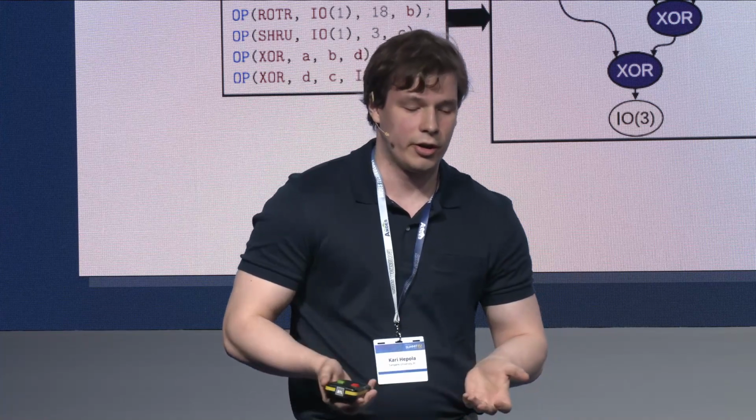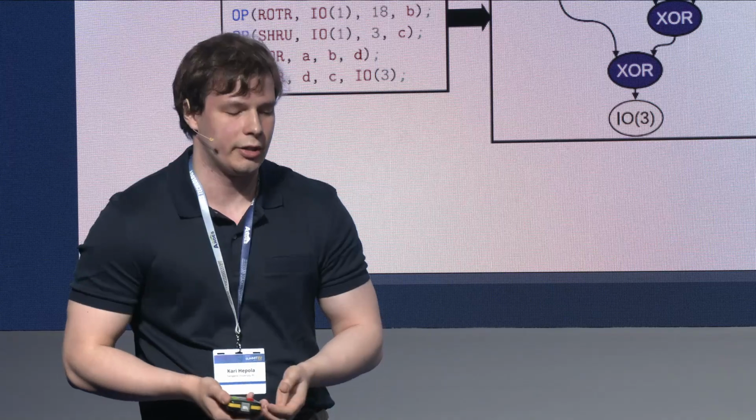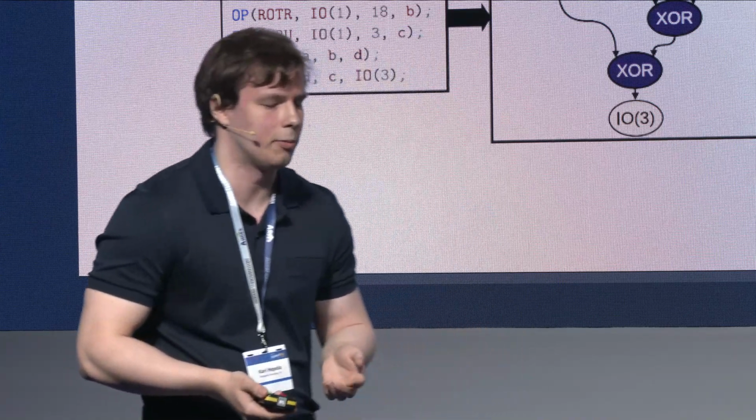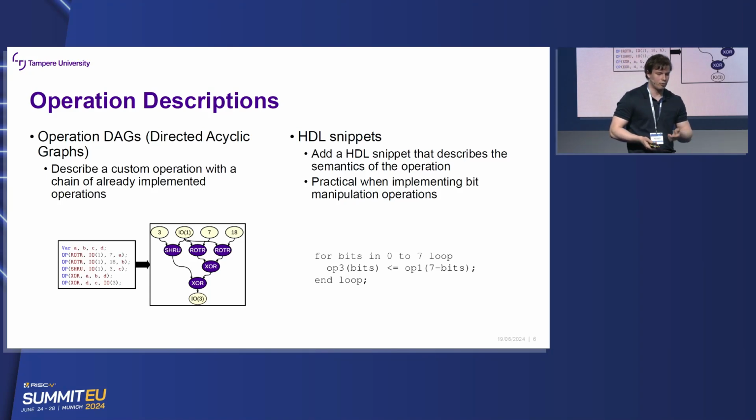There's also another option, so you can use RTL directly to describe your operation semantics. And sometimes this is needed if you have very complex patterns that form loops, for example, so you couldn't describe those as an acyclic graph. And here we also have an example of this kind of operation description.